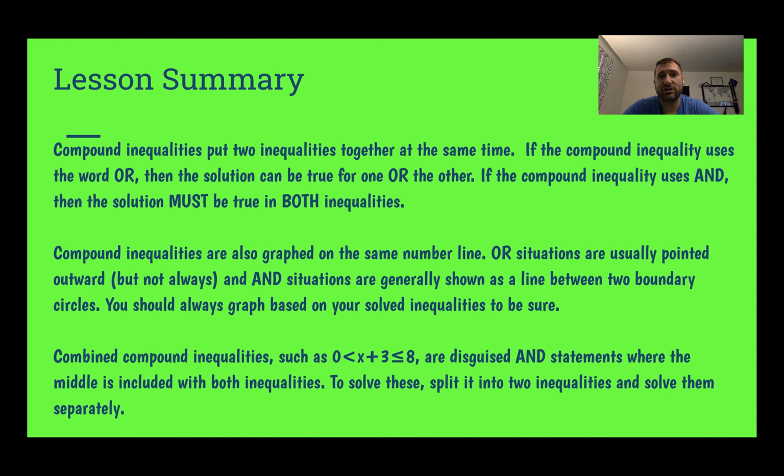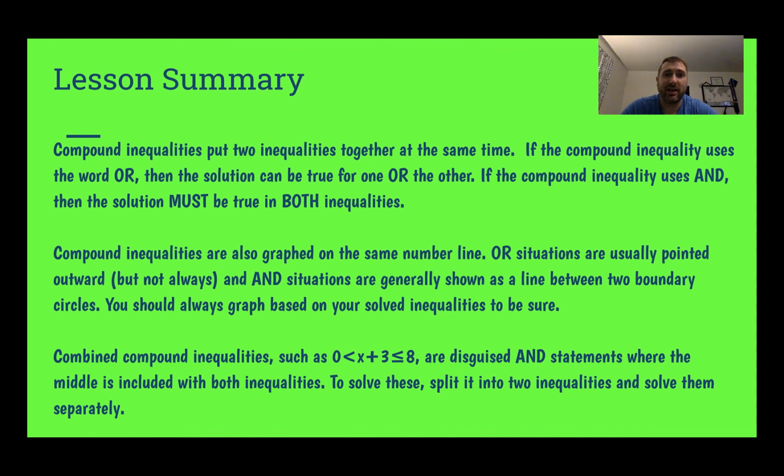So OR situations are generally going to be pointed outward, but not always, while AND are generally shown as a line between two boundary circles. You don't see the arrows because they get cut off at the other circle. However, since these aren't always the case, you should definitely graph based on what you get as your boundaries. Don't just assume that it's going to always look the same way.